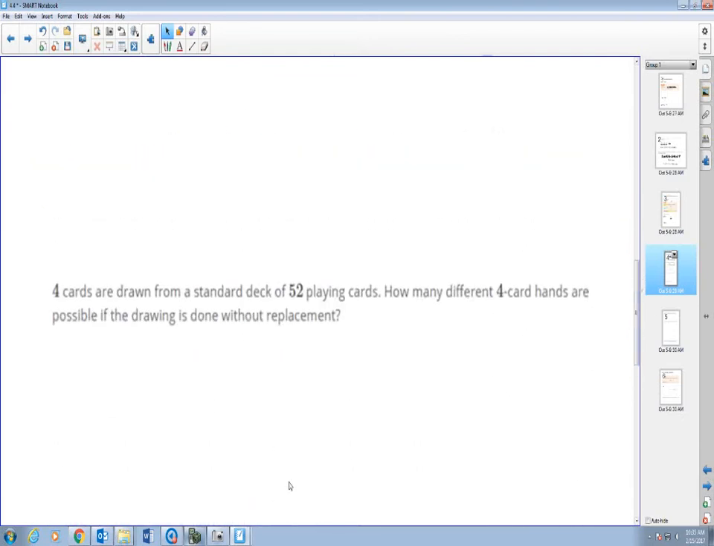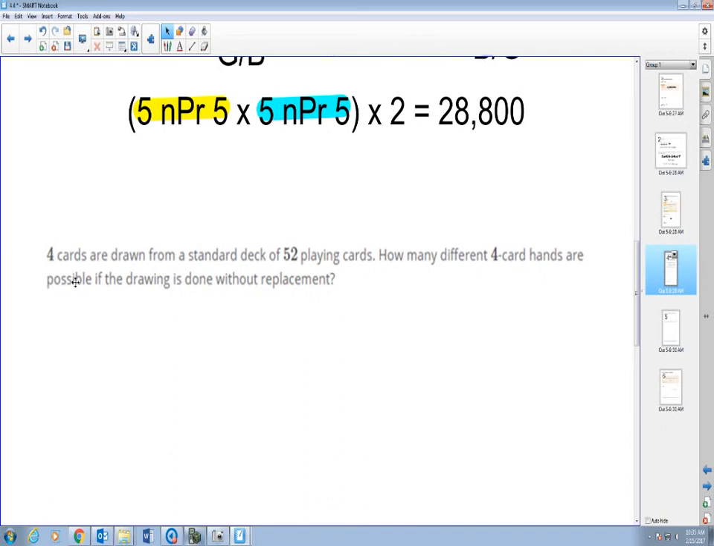Alright, let's try another one. Let's say 4 cards are drawn from a standard deck of 52 cards. So I'm going to draw 4 cards from 52 cards. How many different 4-card hands are possible if the drawing is done without replacement? So I'm going to draw 4 cards and I'm not going to put them back.